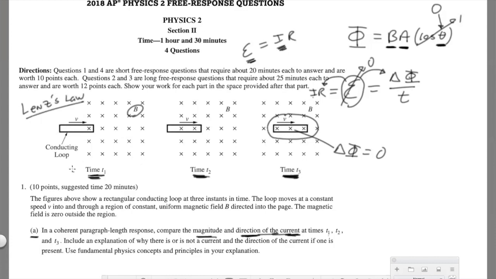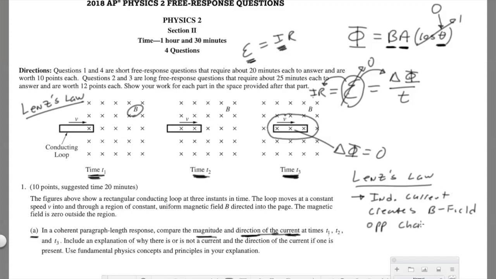Okay, so Lenz's law says, in fact, let me write it over here. Lenz's law: this law says that the induced current creates a B field opposite the change of flux. The induced current creates a magnetic field opposite the change of flux.